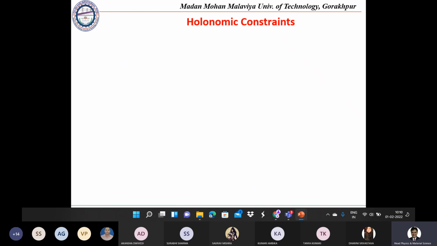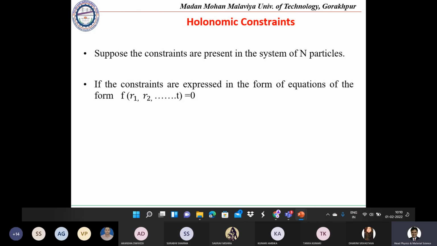and due to that we will have, suppose the constraints are present in the system of n particles, then if the constraints are expressed in the form of the equation of the form f(r1, r2, ..., t) equal to 0, then they are called the holonomic constraint. Means that if we are considering the constraint in the way what has been represented here, then the system's limitation is known as the holonomic constraint.